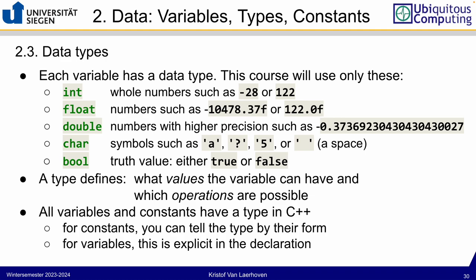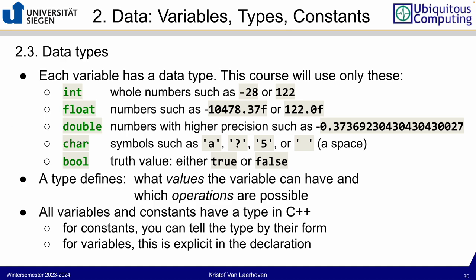So we have integers, those are whole numbers, like minus 28 or 122. There's a floating number type as well. But there's also a double, and it's called double because it's taking twice as much space in memory as a floating point. That's the reason why it's called a double. But float and double are basically numbers which have added precision. So they have a dot and digits behind the dot. So they can represent, for instance, a probability, like we just did in the birthday paradox.